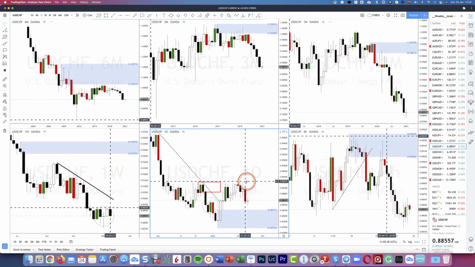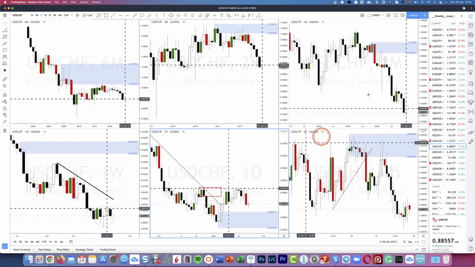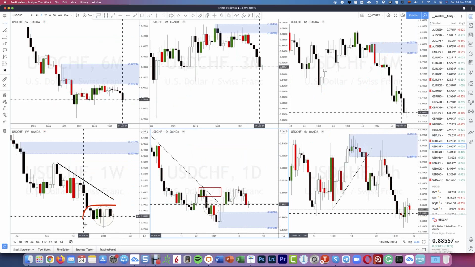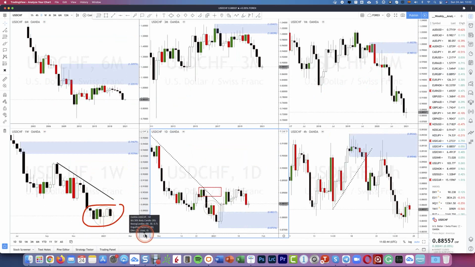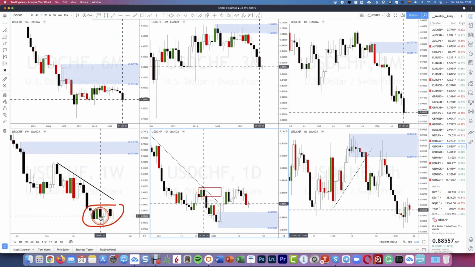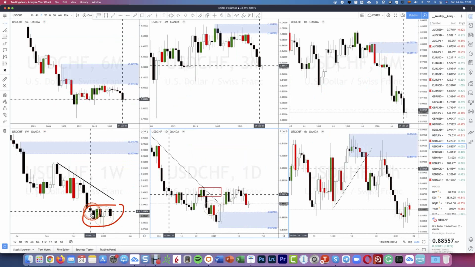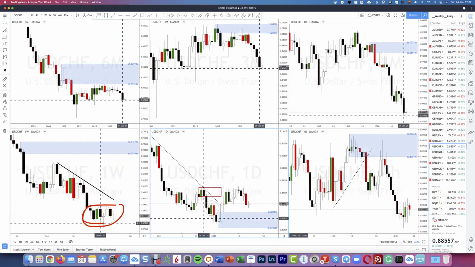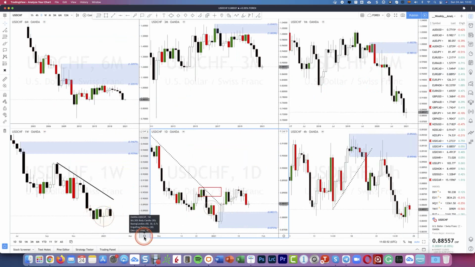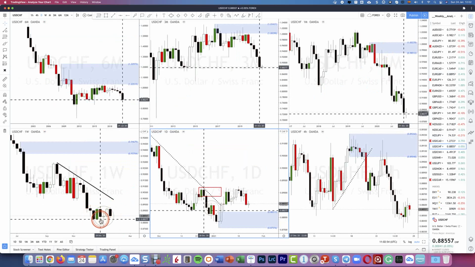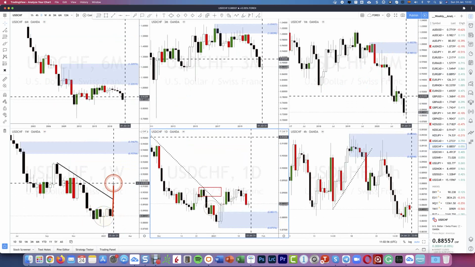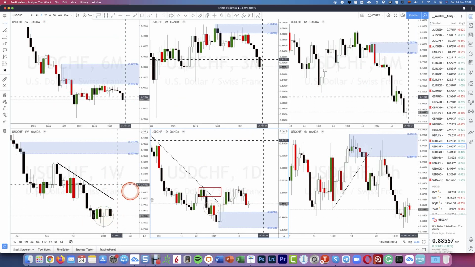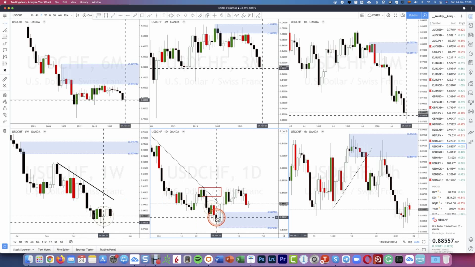Swiss franc versus the dollar. Monthly downtrend, weekly downtrend. Now look at price action. On the weekly, we have price action at balance. It's been doing nothing for 7 weeks, as you can see. Pink candle over there, bullish engulfing pattern. We were expecting that to happen. It didn't happen yet.